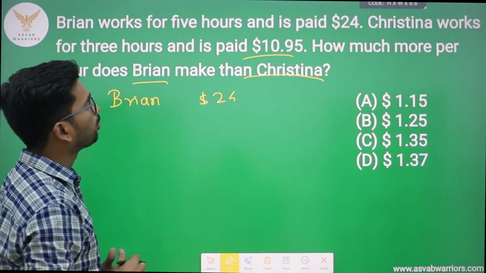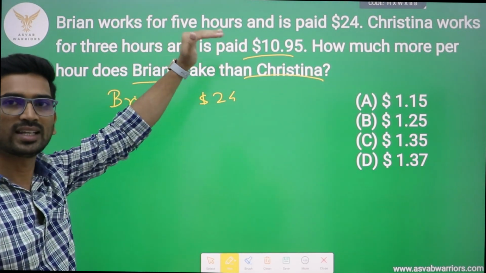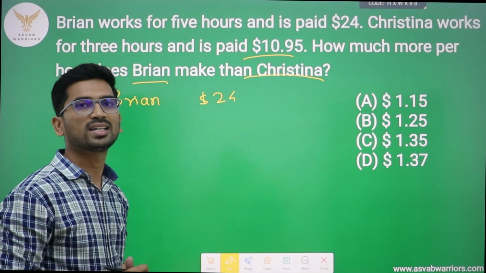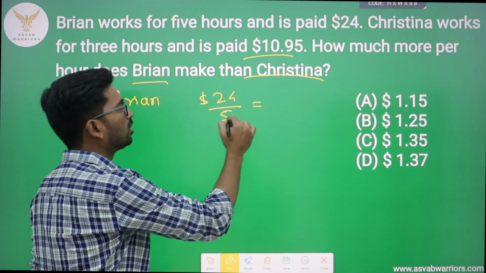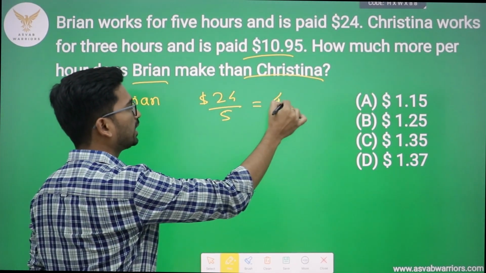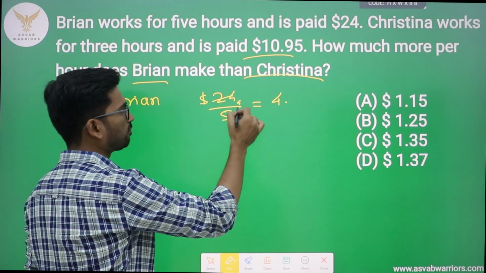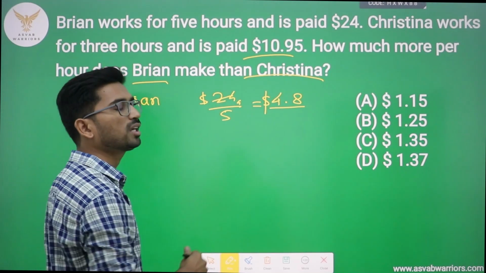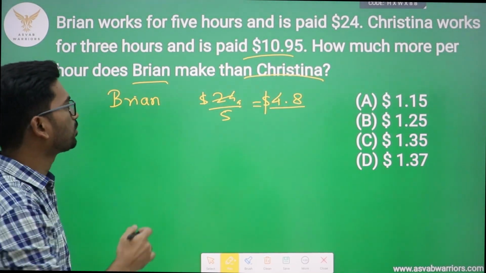So Brian is making $24 for the 5 hours. He is working for 5 hours and he is getting paid $24. So how much per hour he is making? We will divide 24 by 5. How much will we get? 5 4s are 20. Decimal point, 4 balance. So 5 8s are 40. So Brian is making $4.8 per hour. Now we'll calculate how much Christina is making per hour.